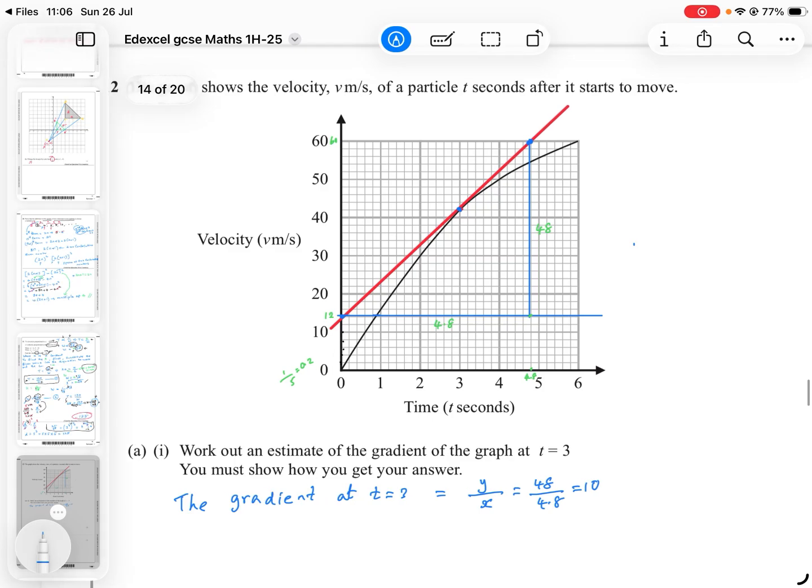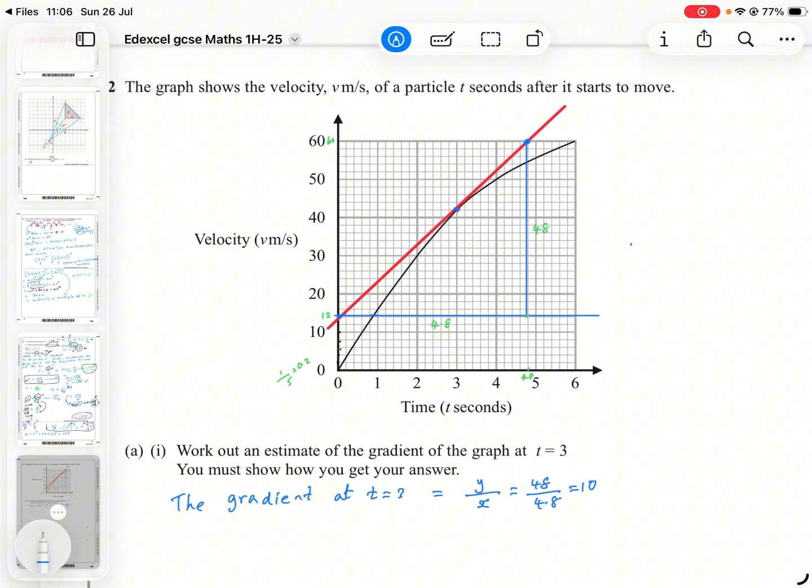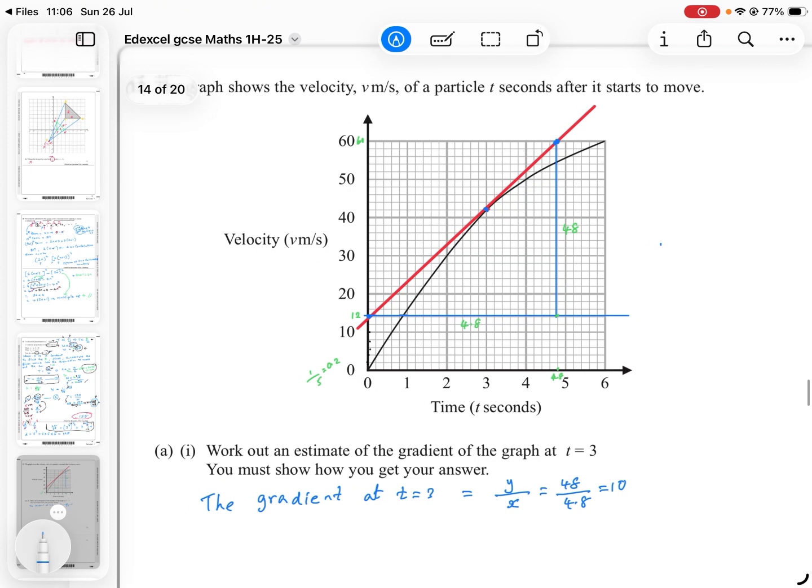Hi, I'm going to walk through question 12. The graph shows the velocity v, meter per second, of a particle t seconds after it starts to move. The question is (a)(i): work out an estimate of the gradient of the graph at t equal to 3. You must show how you get your answer.